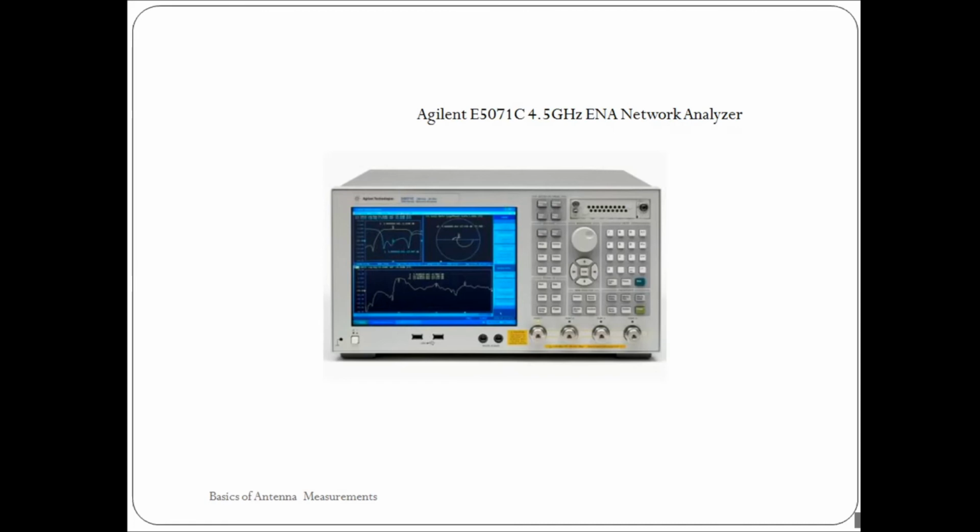So the network analyzer is a device which is used to measure all the S parameters of a two-port network. An antenna is a single-port network, so that is why it is only S11. If it is a two-port network, we can measure S11, S12, S21, S22. So any two-port network can be measured with the help of the network analyzer in the microwave range of frequencies. Filters, power dividers, amplifiers, phase shifters, we can measure with the help of the network analyzer.